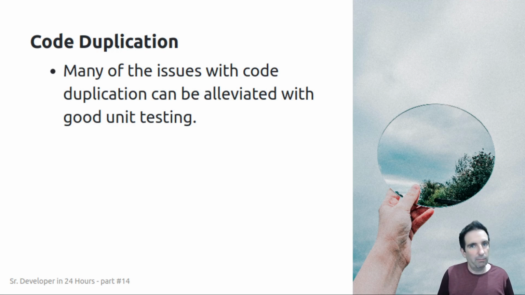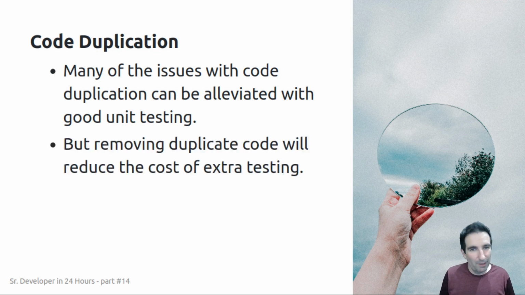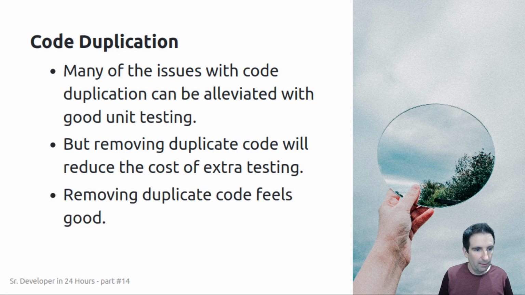Many of the issues that I've talked about regarding code duplication can be alleviated if we have good unit testing. But honestly, and this is my personal opinion, removing duplicate code will reduce the cost of all of this extra testing, and it feels good. It feels good to be able to simplify your code, reduce duplicate code, reduce redundant code. It just feels good. For me, those are some of the most satisfying changes or commits or pull requests that I can make.